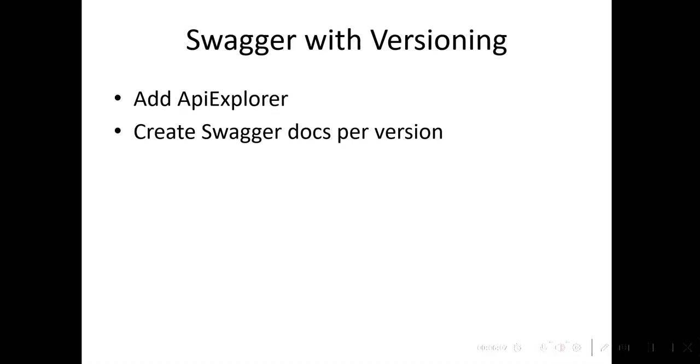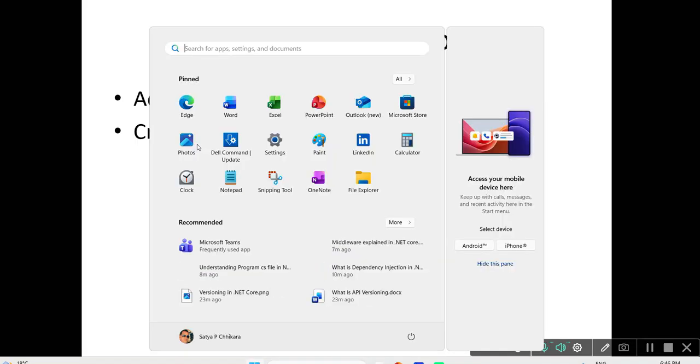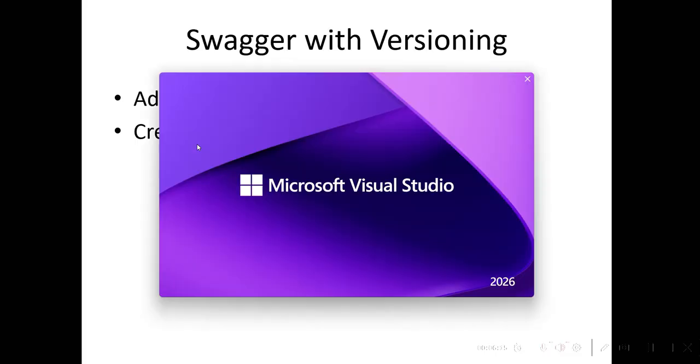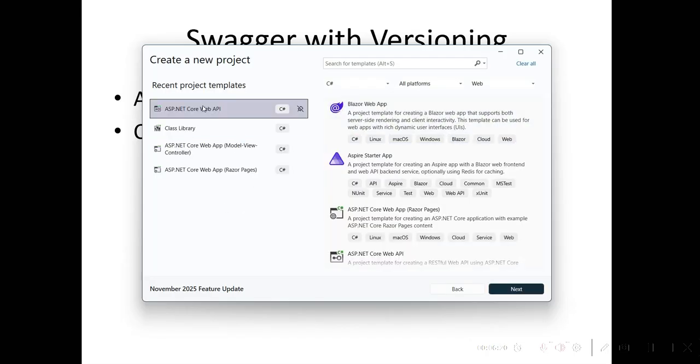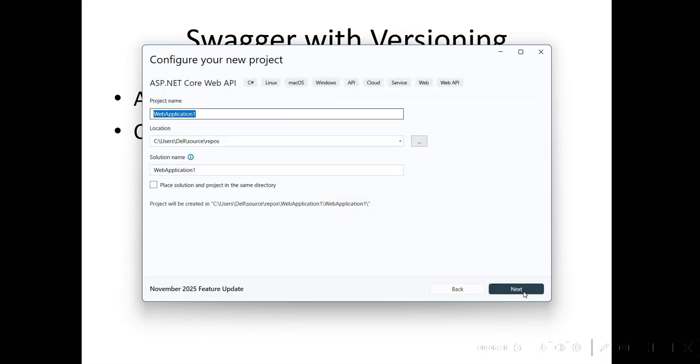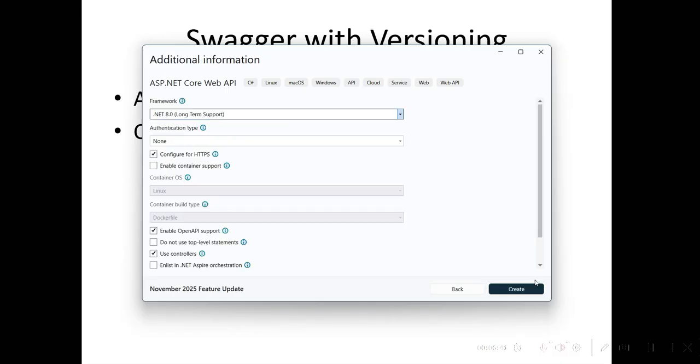Next we will see this with a real example. For that, let me create a real project: go to that, and choose ASP.NET Core API. This is the project we will be creating to explain versioning in more detail. Let's name it multi version API, and I created the project.